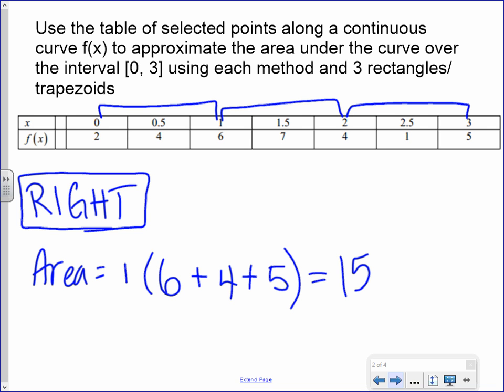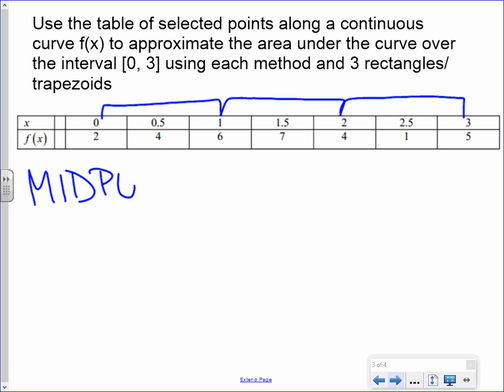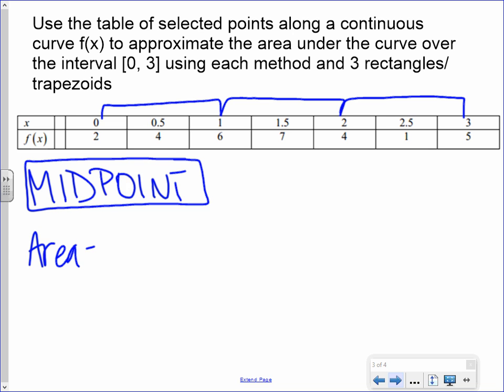Okay? Same set of data. Now let's try midpoint approximations. Our rectangles still have width of 1, but now this first rectangle, its height would be what? 4, because that's the middle. From 1 to 2, our height would be 7, because that's the height at 1.5. And from 2 to 3, our height would be 1, because the height at 2.5 is 1. So here we have an area as well.